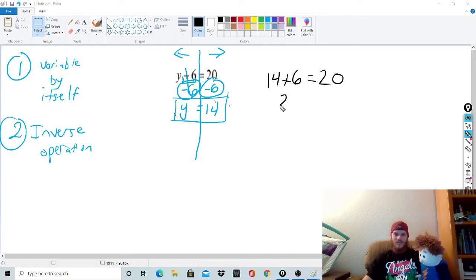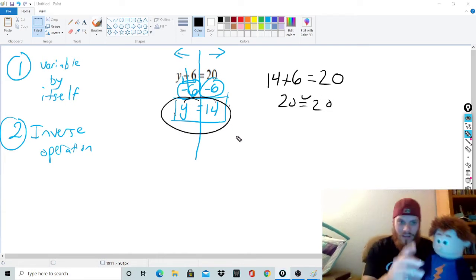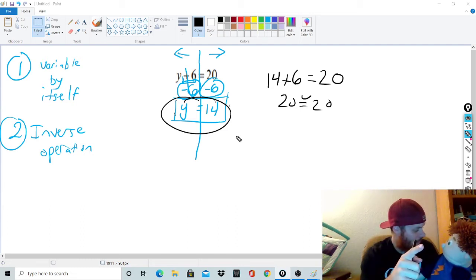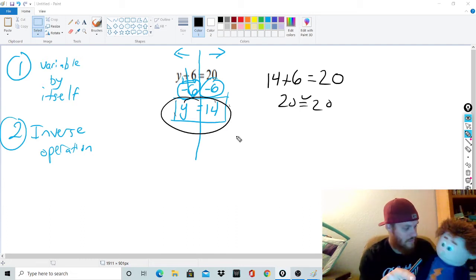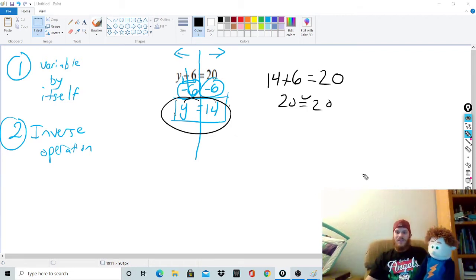Yeah. Good. So that means 20 is equal to 20. I got it correct. My variable y is equal to 14. Let's take a breakdown. First step, the variable by what? Itself. Did I get it by itself? Yeah. How? Inverse operations. I did, by inverse operations.